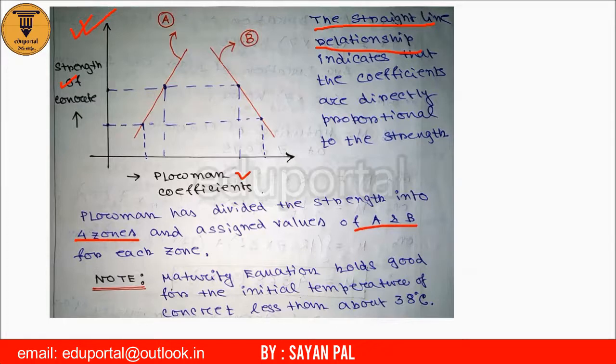Now here is another note: the maturity equation does not hold good for an initial temperature of concrete greater than about 38 degrees Celsius. So the initial temperature of concrete should be less than 38 degrees Celsius. If it is so, then the maturity equation will hold good.